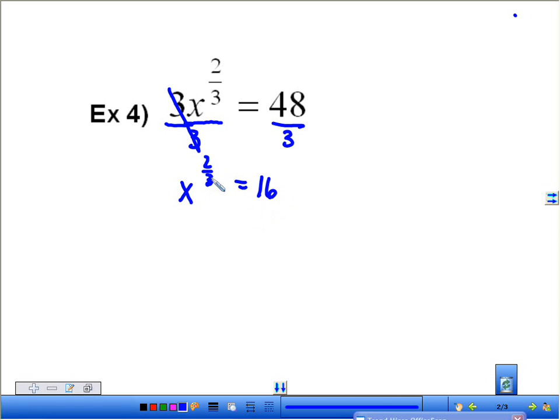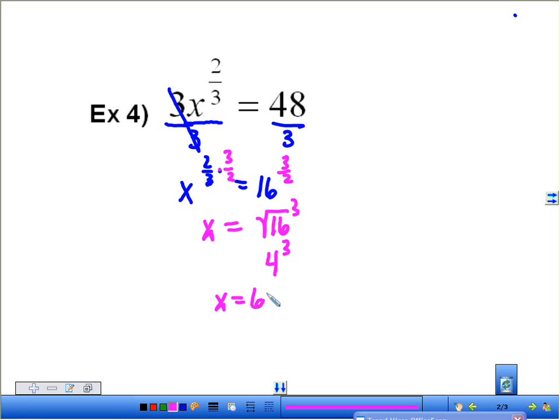Now I want to get rid of this exponent here in this fractional exponent. So I'm going to multiply it by the reciprocal. Two-thirds times 3/2 is 1, so now I have x equals 16 to the power of 3/2. I can rewrite this in a radical, the square root of 16 to the power of 3. The square root of 16 is 4 to the power of 3, so my final answer is x equals 64.